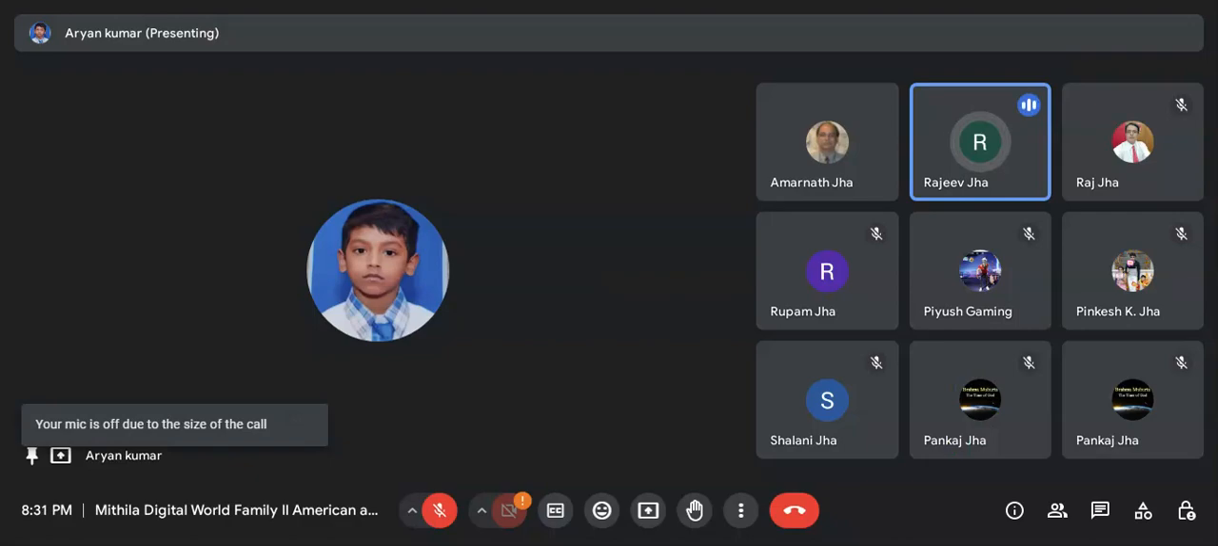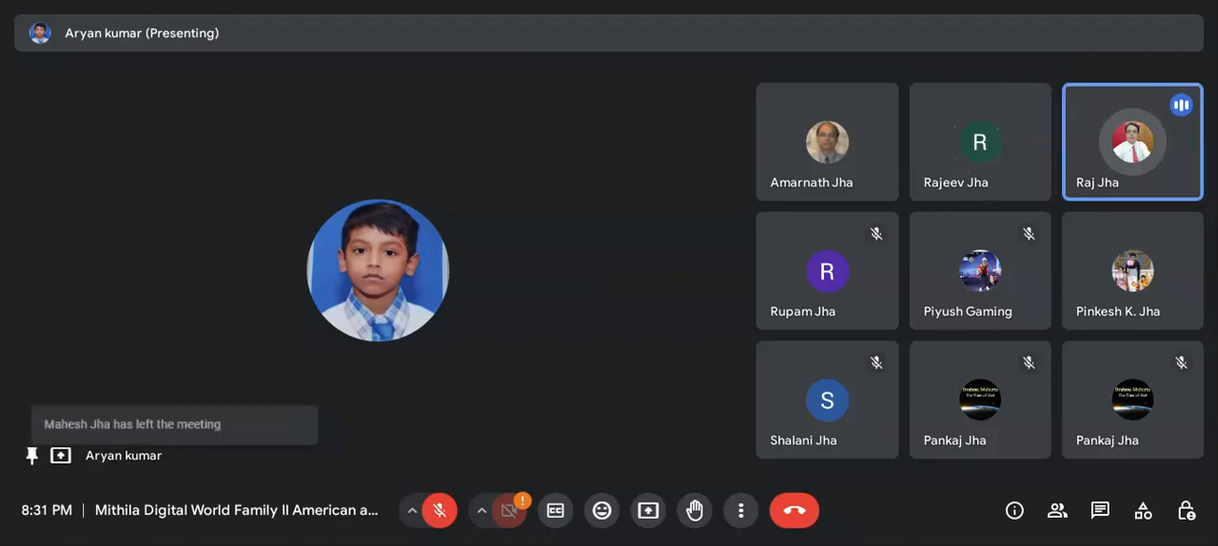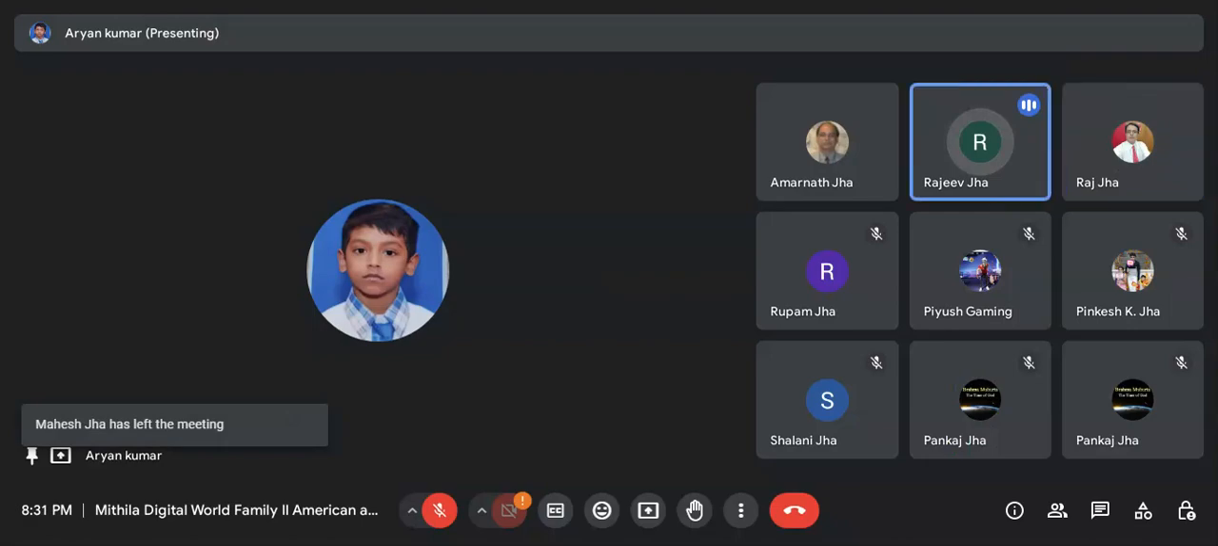The question is, how many centimeters are there in 1 inch? 2.54. 25.4 mm is equal to 1 inch. 2.54 centimeters is equal to 1 inch. So we have different units of measurement. Simply inch, and then it comes to feet or meter. How many inches will be there in 1 foot?